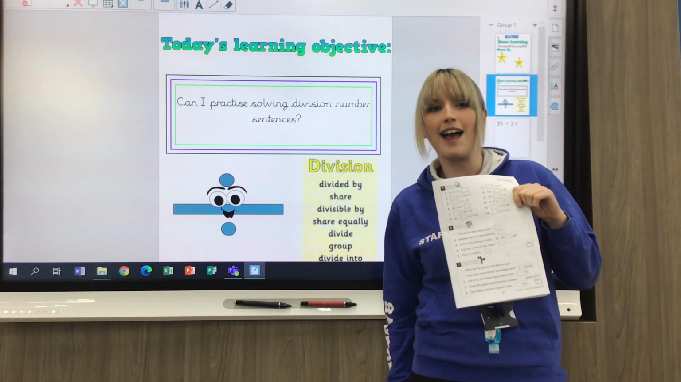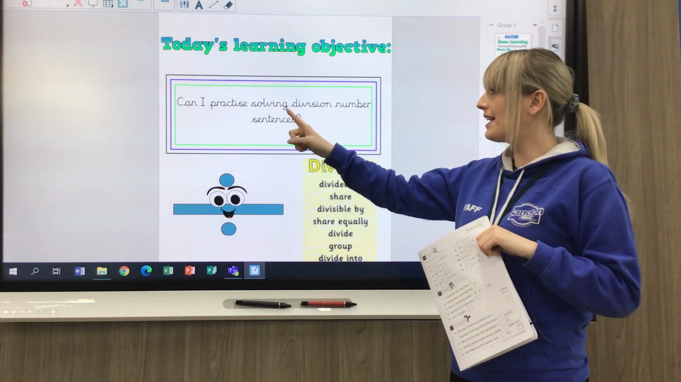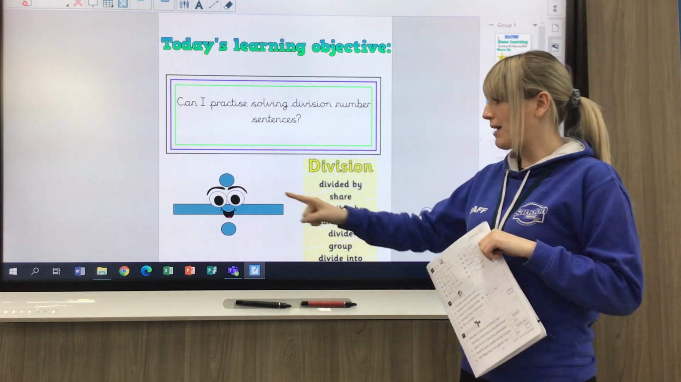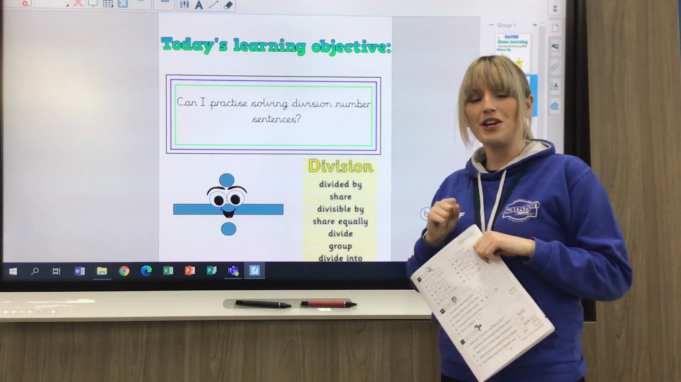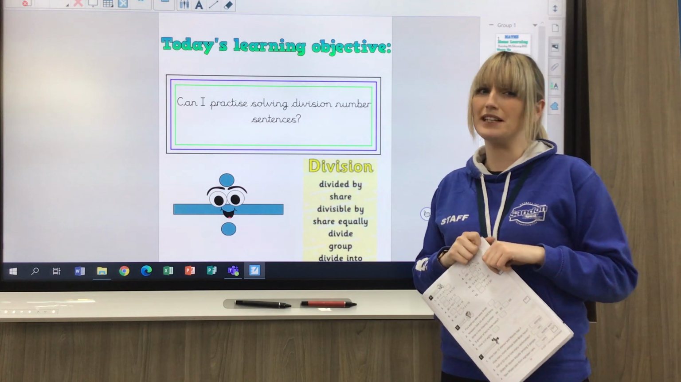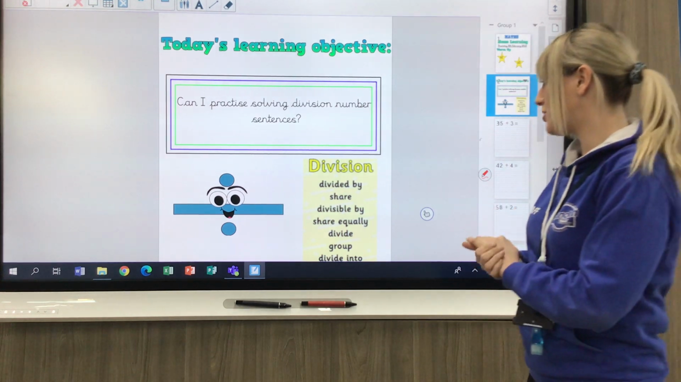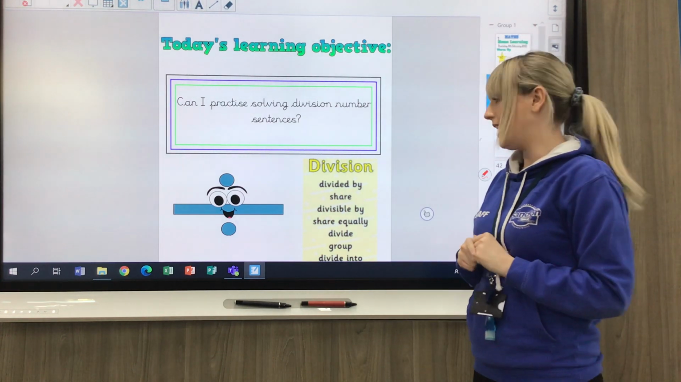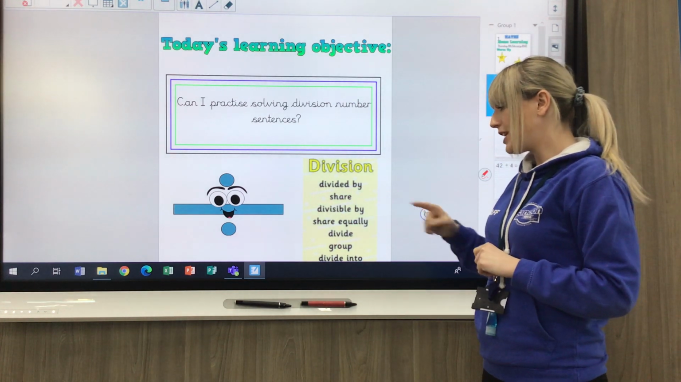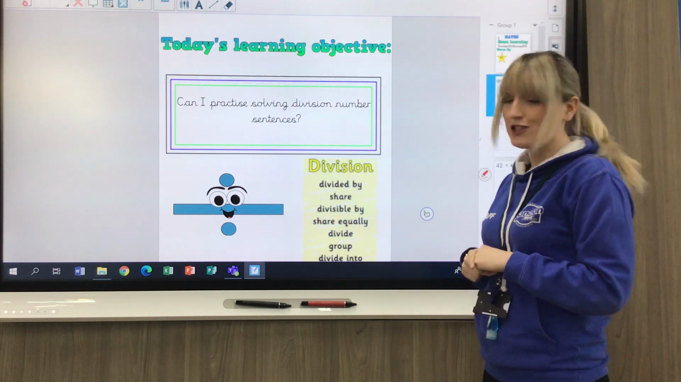instead of section A. Our learning objective today is, can I practice solving division number sentences? So I've got my divide sign on the board and we're going to look at division today because I know some of us find it a little bit tricky still. So we're going to have a bit of a practice. I've got the language for division on the board. We've got divided by, share, divisible by, share equally, divide, group, and divide into.